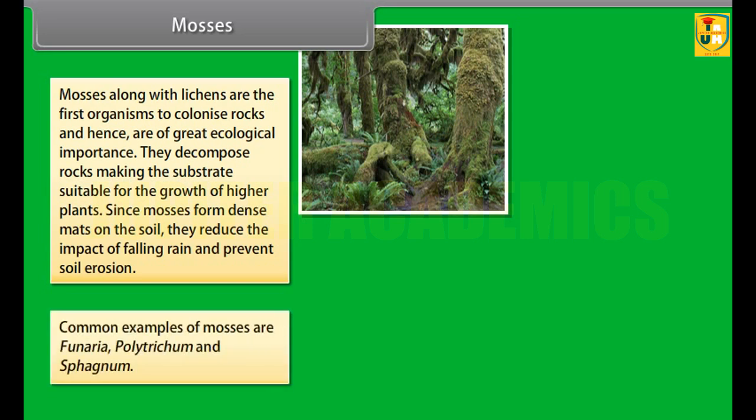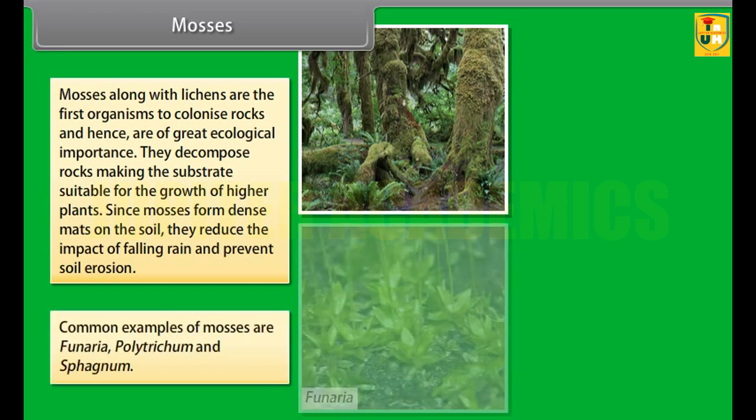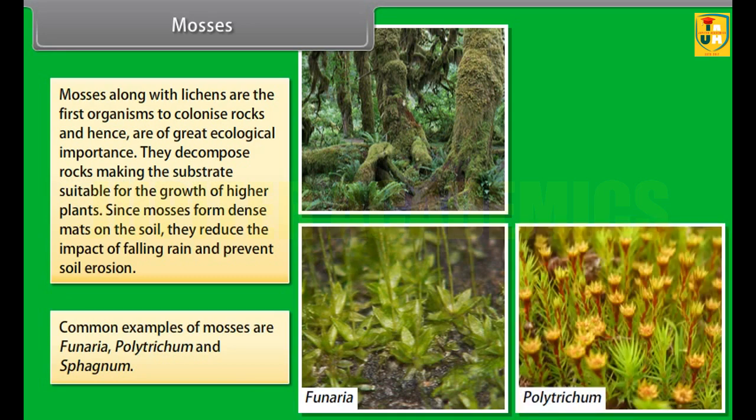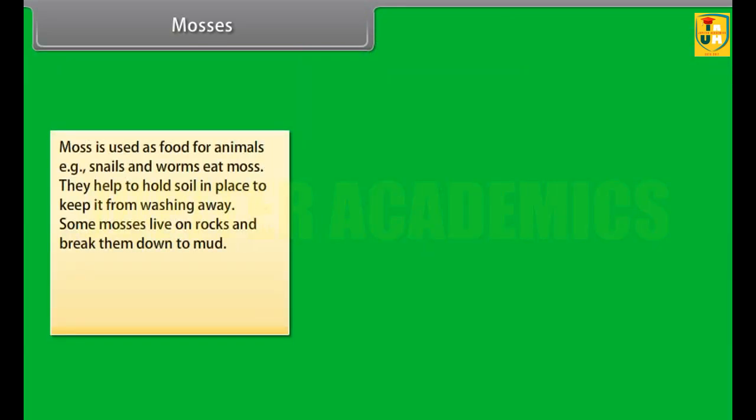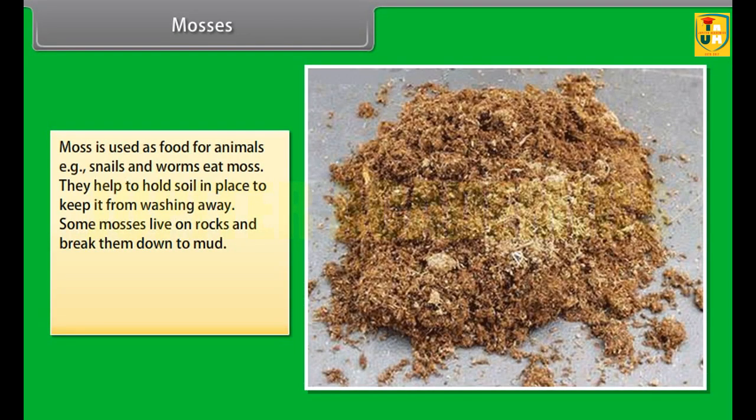Common examples of mosses are Funaria, Polytrichum, and Sphagnum. Moss is used as food for animals, that is, snails and worms eat moss. They help to hold soil in place to keep it from washing away. Some mosses live on rocks and break them down to mud. Peat moss is added to soil to increase the amount of water it holds.